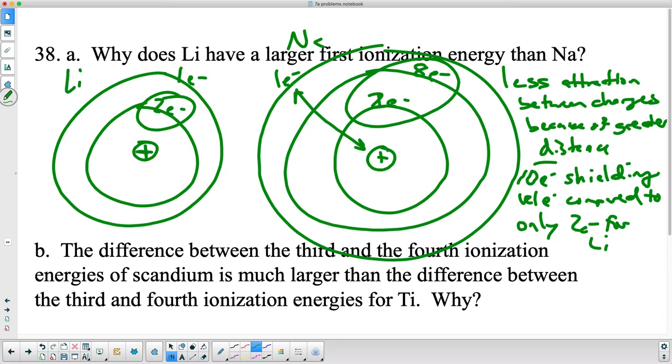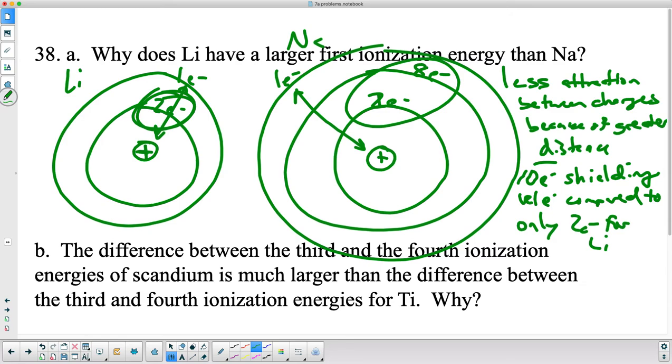So that's why it's tougher to rip an electron off of lithium, because the distance is shorter, which means a stronger attraction to the nucleus, and we have fewer electrons shielding the positive attractiveness of the nucleus. So only 2 compared to 10. And greater distance for sodium means that 1 electron is easier to rip off. Easier to rip off means lower ionization energy.